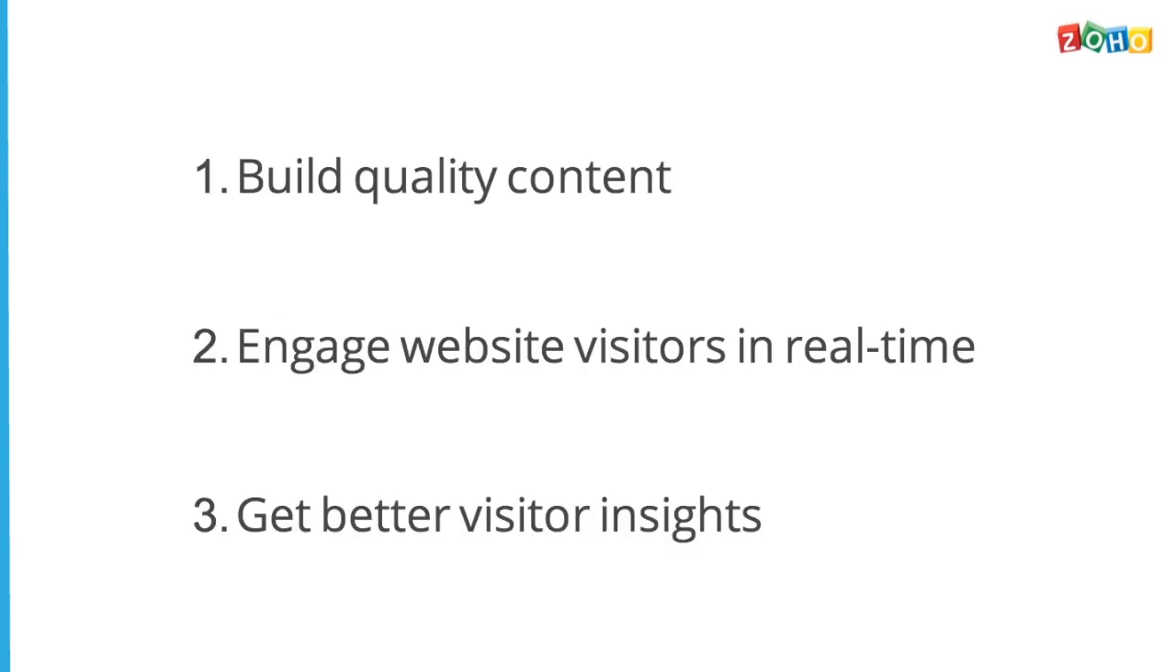In terms of reducing it, there are three major things that any marketer needs to do. First, you need to build quality content. Content is king, engagement is the queen. That is the rule of thumb. Second, you need to engage website visitors in real time. Imagine this: you spend a lot of money in marketing, you got visitors on your website, but you are not able to connect with them in real time and engage them. That's a crime. Don't spend your money over there if you cannot engage them in real time.